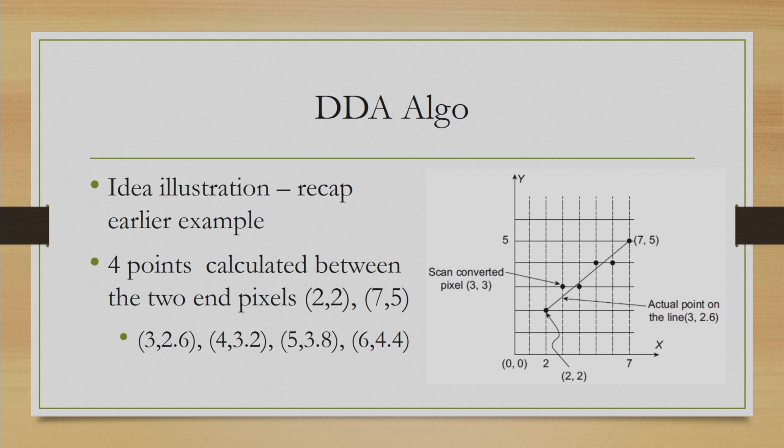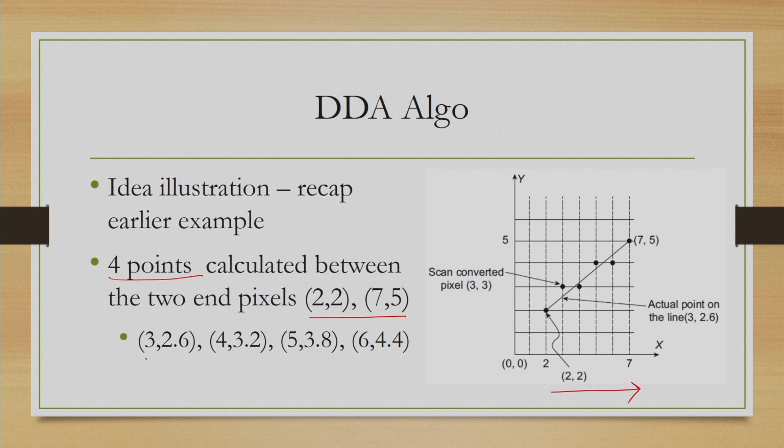Let us try to first understand the idea. We will use the same example that we have seen earlier, but this time we will note a few more points. So, earlier we computed 4 points between the two endpoints 2, 2 and 7, 5 by increasing x and computing y values.